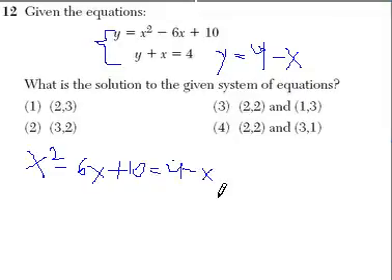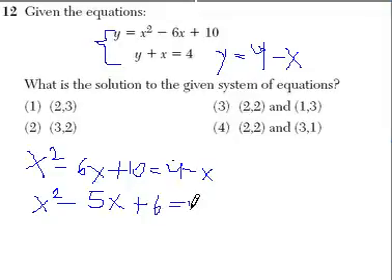Now, this is a quadratic equation, and by now we should know how to solve those equations. So the first step would be to move 4 and negative x to the left side. For that we have to add x to both sides and then subtract 4 from both sides. So our new equation would be x squared minus 5x plus 6 equals 0.